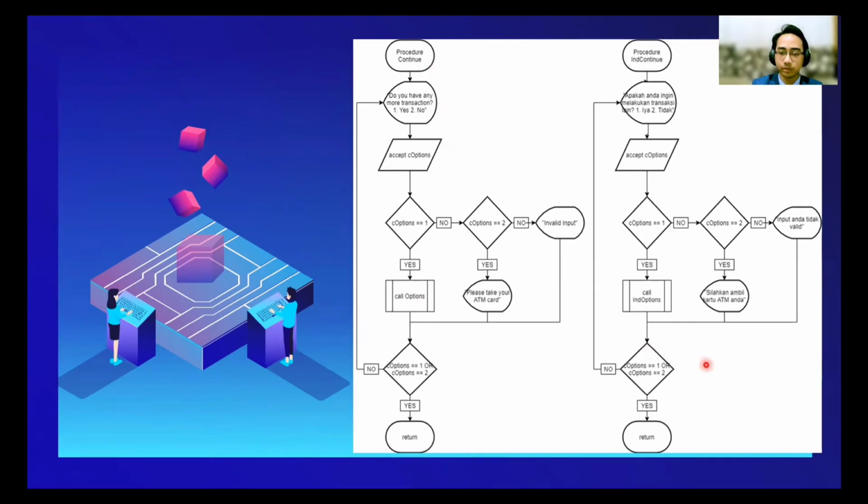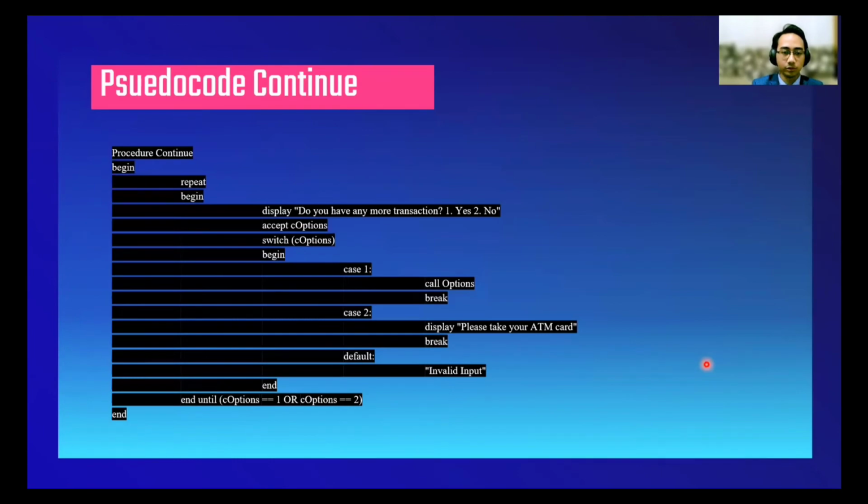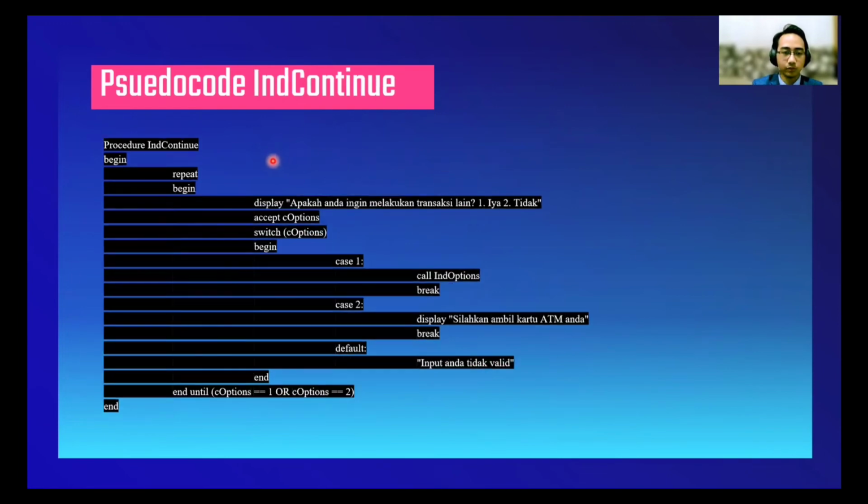This one is the same, but it is in Indonesian. Here's the pseudocode for continue. We use repeat until here and a switch case. And here's the pseudocode for the Indonesian continue. We also use the repeat until and a switch case here. That's all from my presentation. We go to the dry run next.